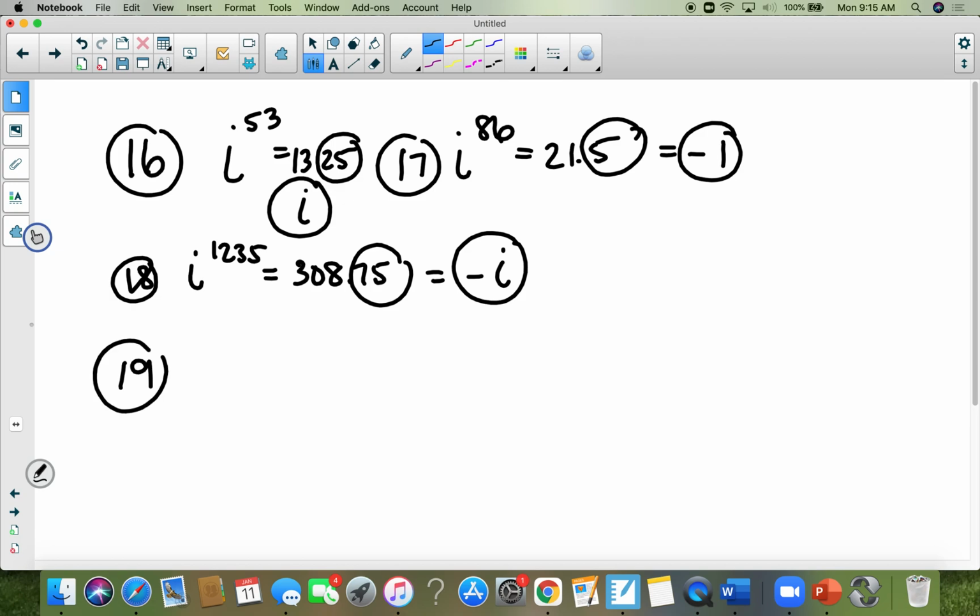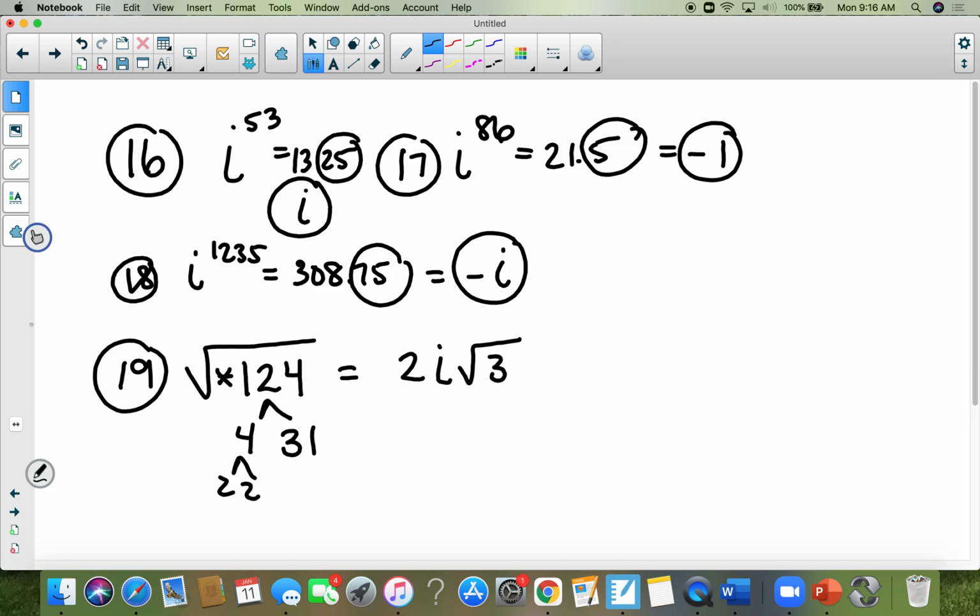Okay, number 19 is the square root now of a negative number. How do you do a negative root? You take it out, and when you take the negative sign out, it becomes the number I. 4 goes into there 31 times. 4 is made up of 2 and 2, so I can take a 2 out, but the 31 needs to stay inside. Number 19 is going to be 2I put 31. Number 20, same thing, the root negative 96.